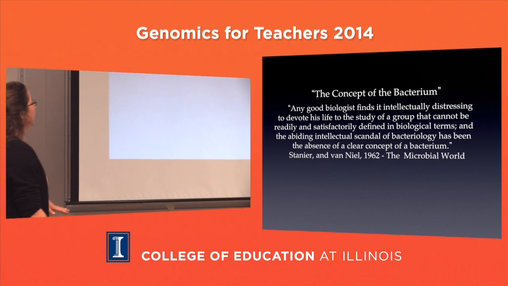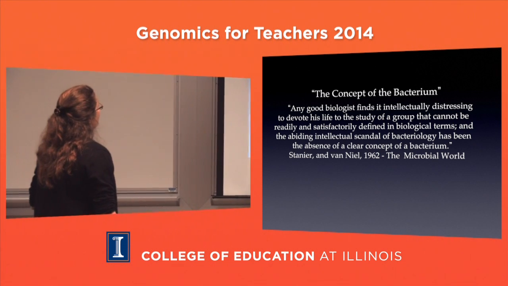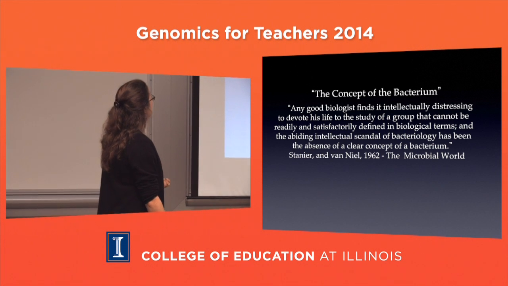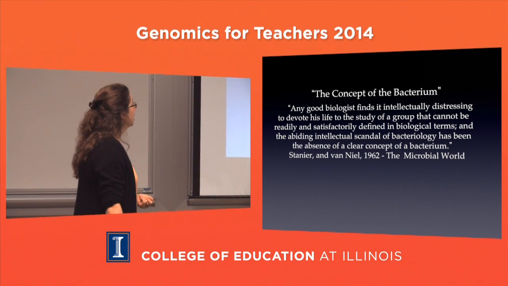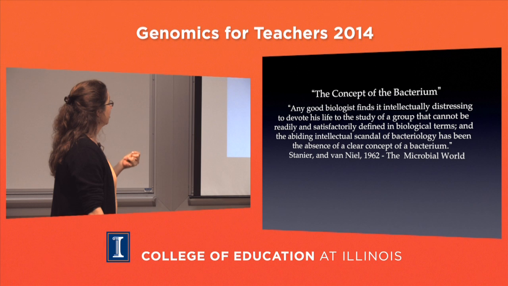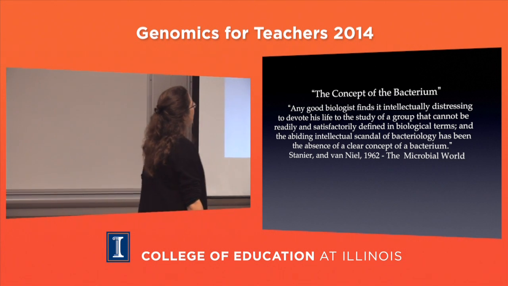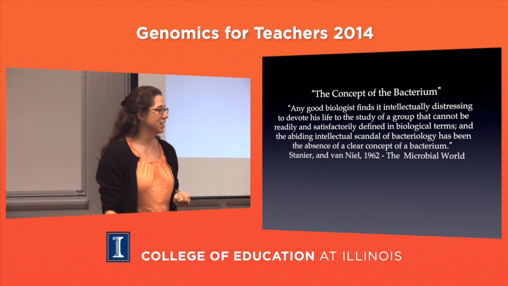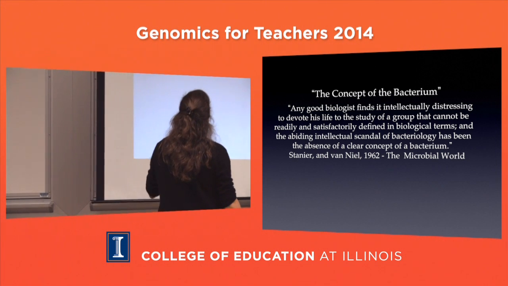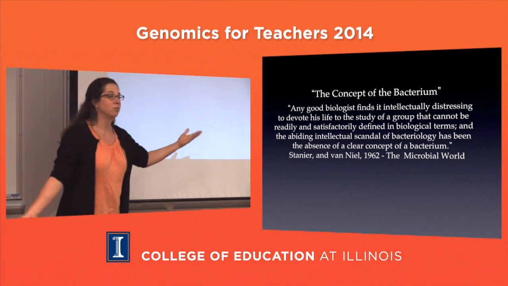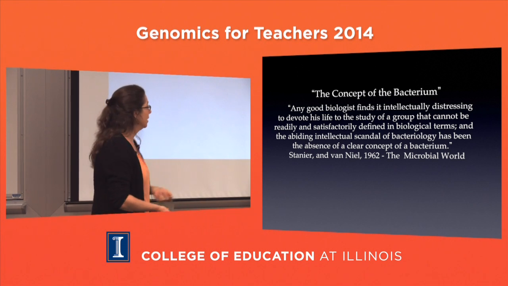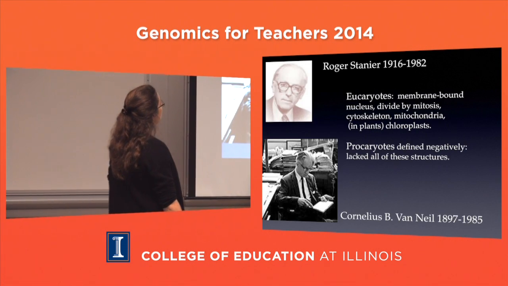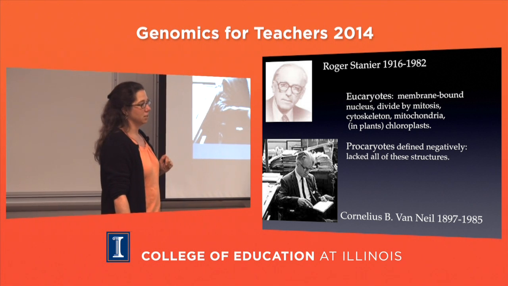Some people still cared though, and this is The Microbial World: "Any good biologist finds it intellectually distressing to devote his life to the study of a group that cannot readily or satisfactorily be defined in biological terms." So it's a scandal. We don't really know what this concept of a bacterium is. And so Stanier and Van Niel tried to put forth an evolutionary explanation, sort of, in 1962, which is defining the eukaryotes and the prokaryotes.